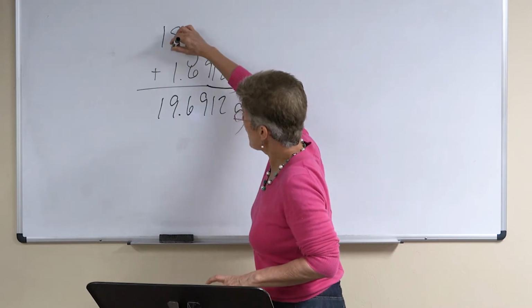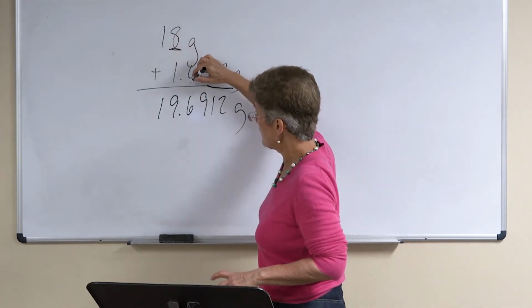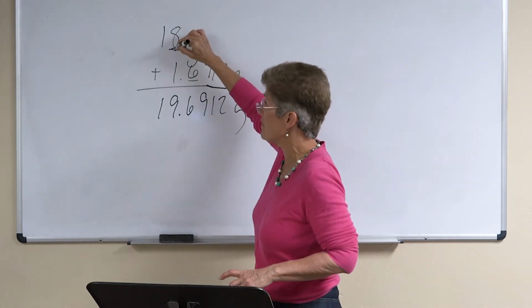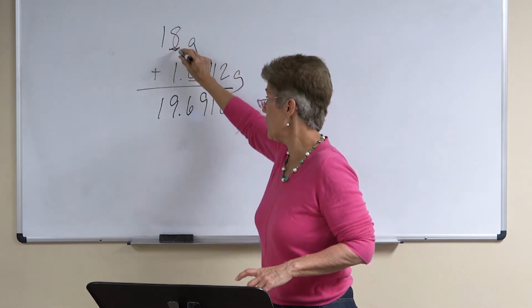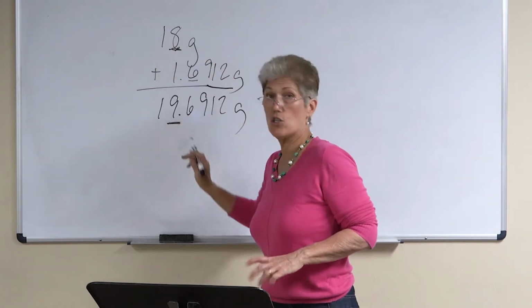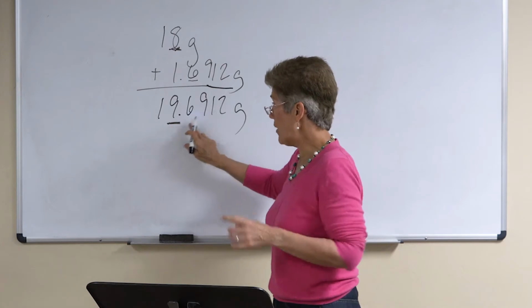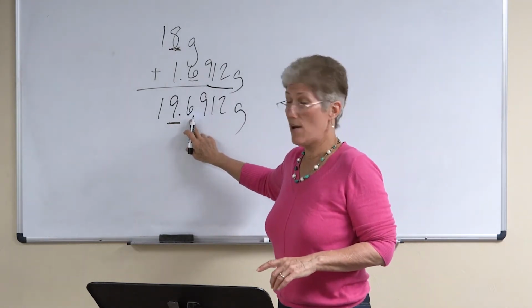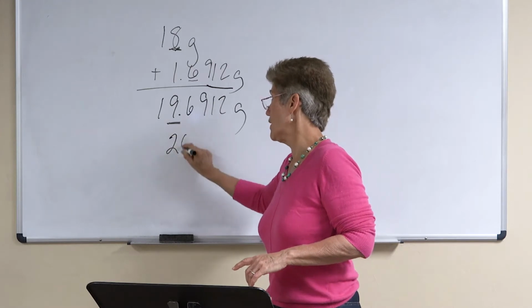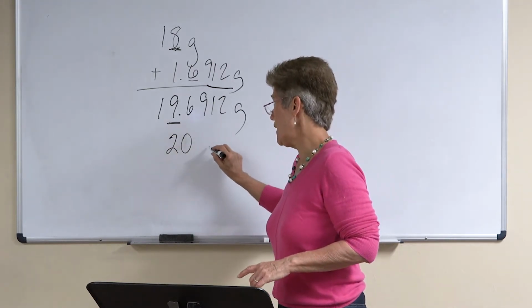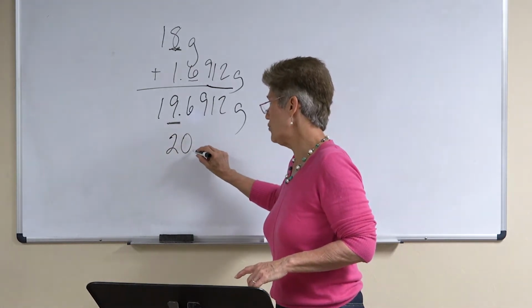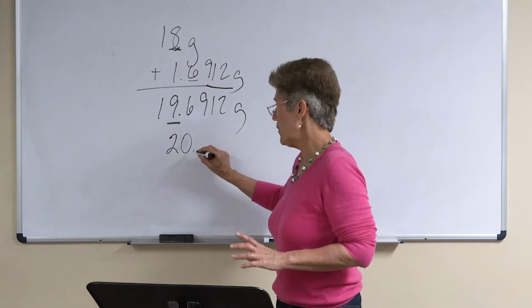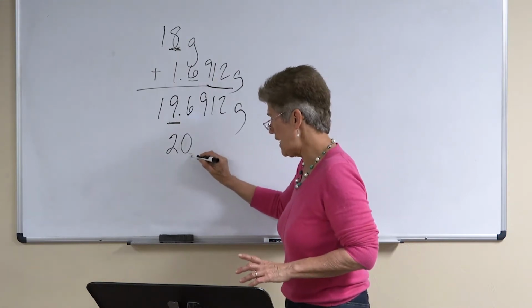And the least precise, this one is to the ones place, this one's to the tenths place. This is least precise. And therefore, our answer has to be to the ones place. So now we look at one digit past that, and that, because it's a 5 or above, that's going to roll this up. So our answer is going to be 20 grams. But we have to show that this 20 is actually significant to here.